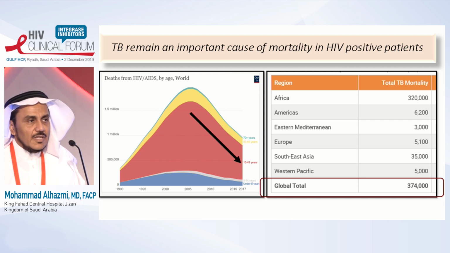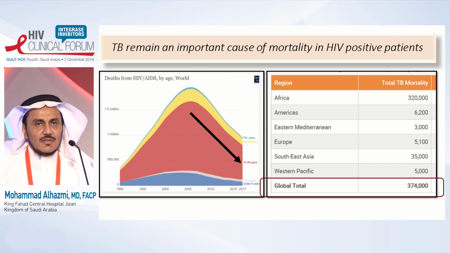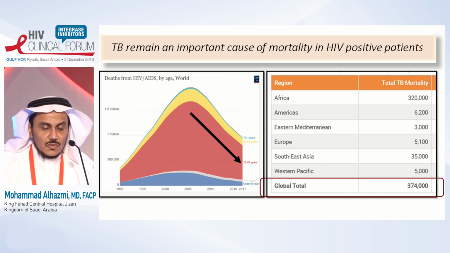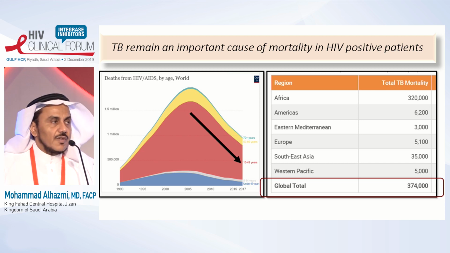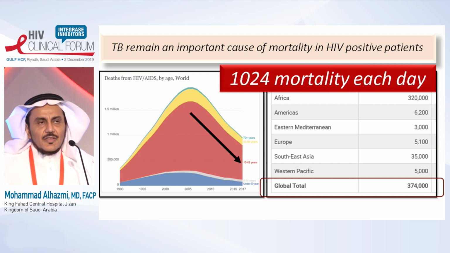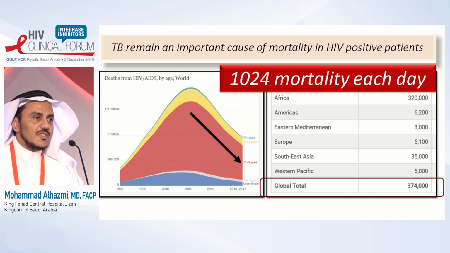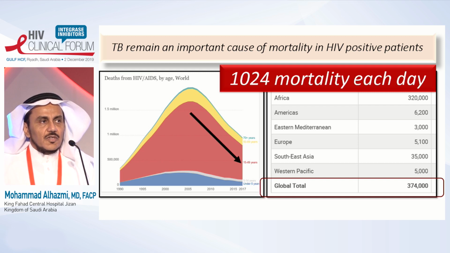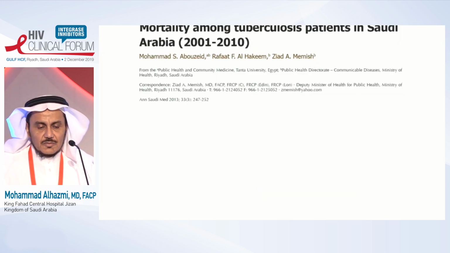With all the improvement that we have in HIV mortality since 2005, with a clear reduction in people dying from HIV in the last 20 years due to the very effective antiretroviral therapy, TB remains a problem. As we talk, nearly 1,000 people lose their life every day from tuberculosis among HIV patients. So what about our local data here?